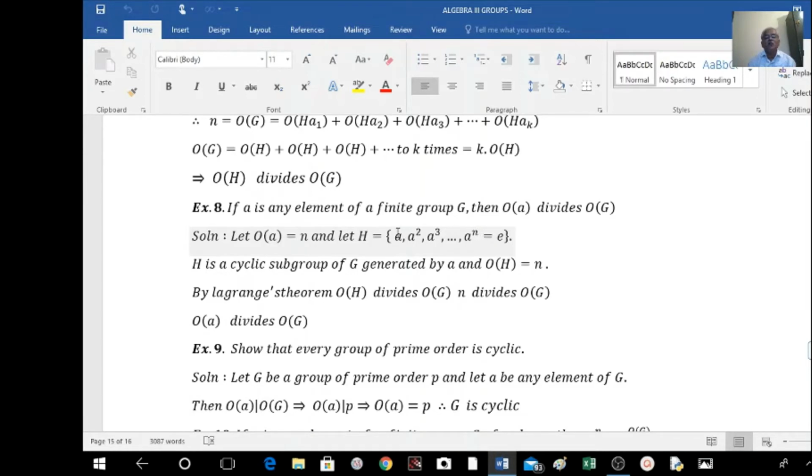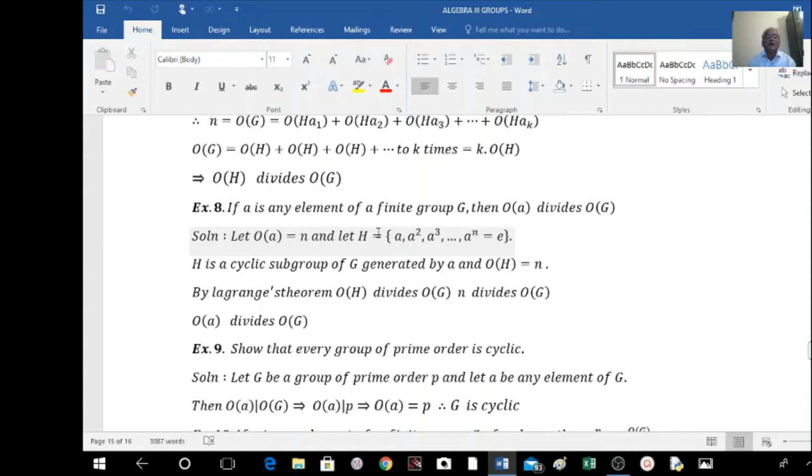And these are all distinct elements here. So H is a set consisting of totally N elements because no two elements are the same here. That is, all the elements of this are distinct because the order of A is equal to N. So H consists of totally N elements here. And if you observe, all these elements of H can be obtained by taking the powers of A. So the elements of H are powers of A.